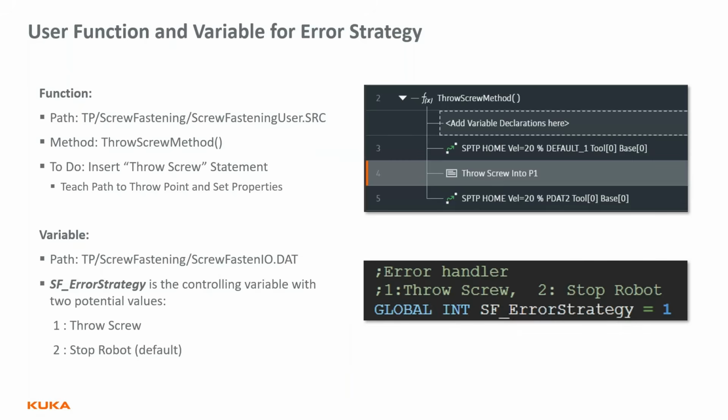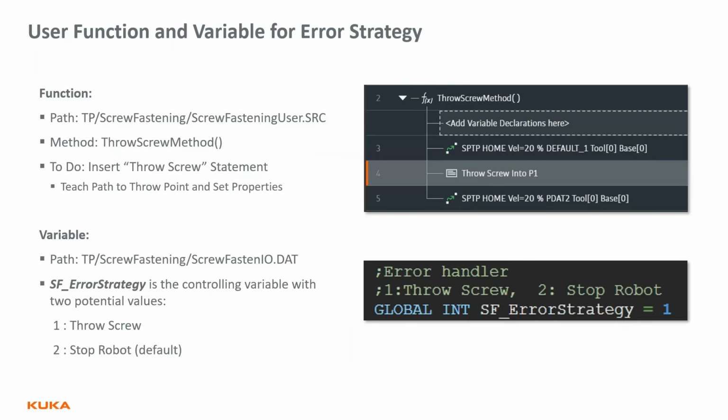One of the user functions that's provided by this software is the throw screw method. This method can be used when an error occurs and the system must automatically discard the currently gripped screw. To use this function, the user must first define the path to the throw screw location by programming one or more motion points in the method.